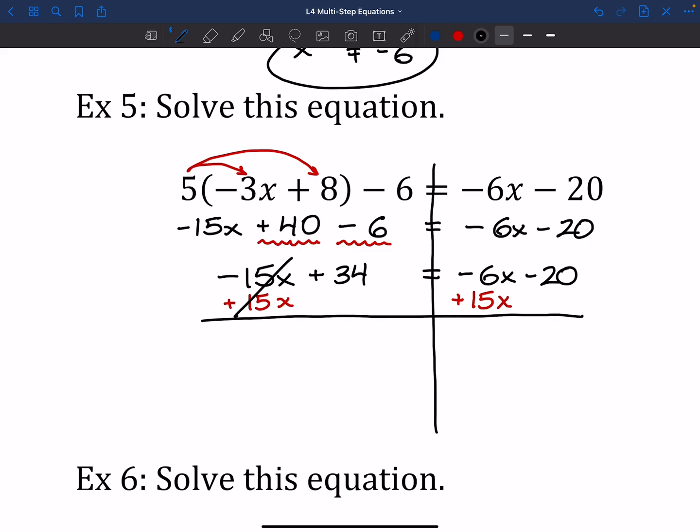All right, so those 15x's are gone. We got a 34 left over there. Over on the right-hand side, negative 6 plus 15 is going to bring us up to positive 9 with an x on it. And then that minus 20 stays the same.